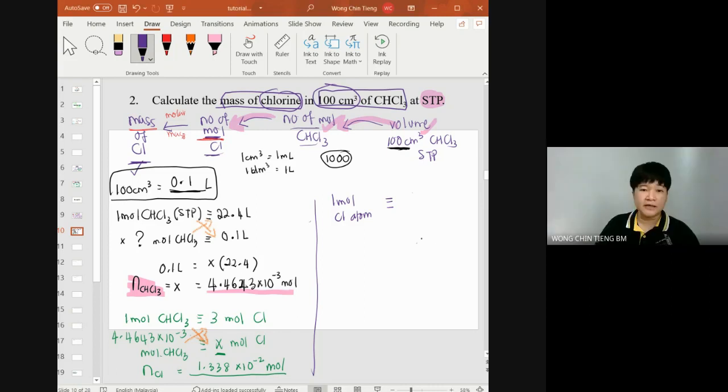35.5 gram. Because we are taking 1 decimal place in our syllabus, don't take 36. It must be 35.5. And right now we are looking for the mass. So the unknown over here is how many gram when I have 1.338 times 10 to the power of -2 mole of chlorine atom.